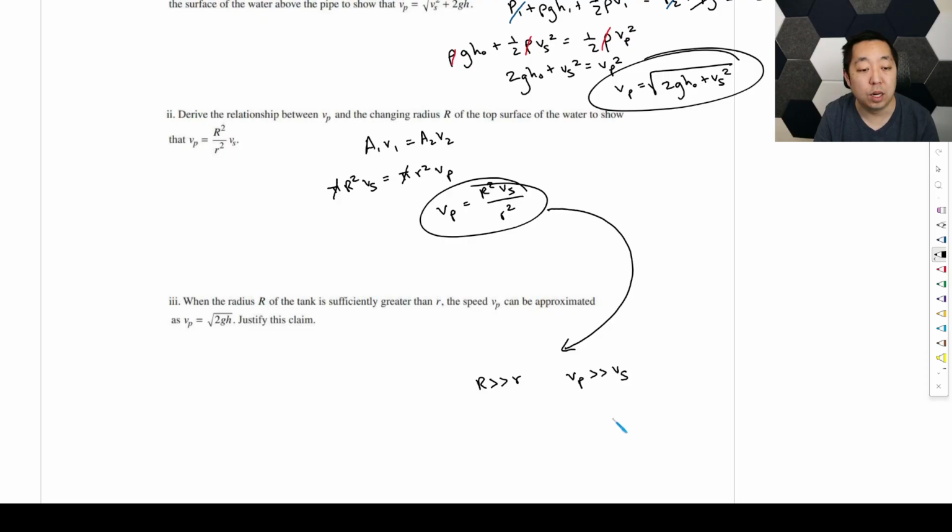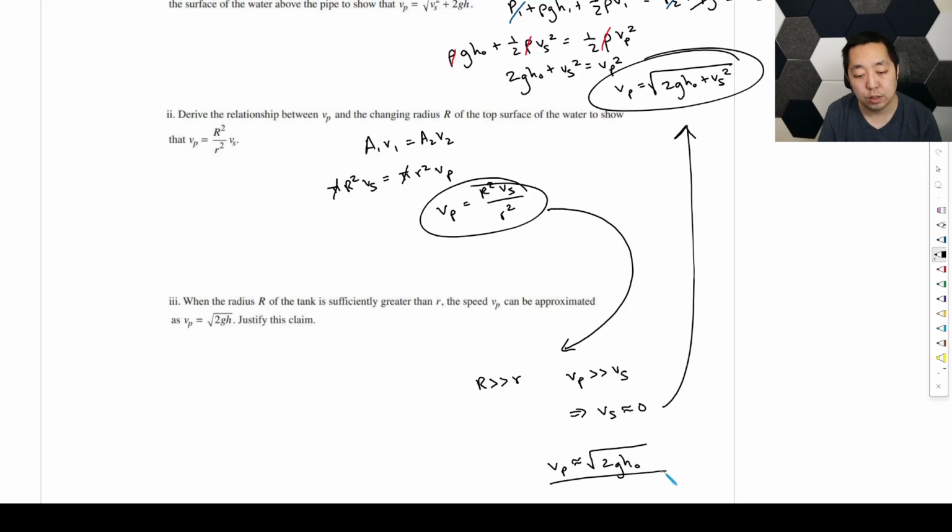Let me see how we're going to do this. Let's reason it out this way. If big R is really, really big, it's not that Vp is necessarily infinite. It's that Vs is going to be very small, almost 0. Because when this radius is big, it's not like this is going to shoot out infinitely. It's just that this thing is going to shrink down to a pretty small number. And so if you reason that in there, then Vp is going to be approximately the square root of 2gh0. Okay, so that's kind of the justification we would use.